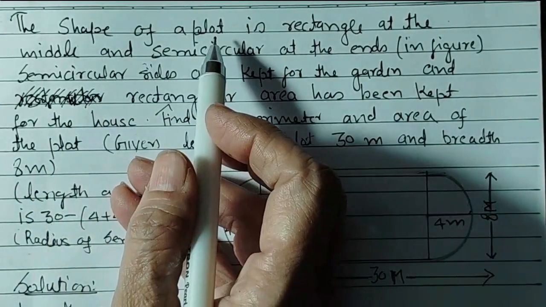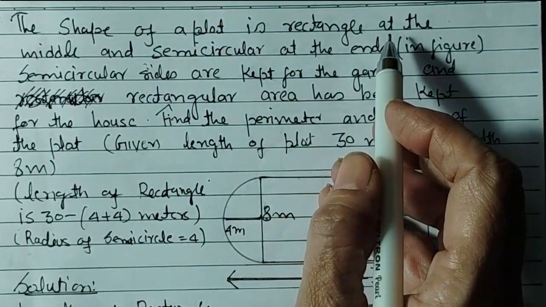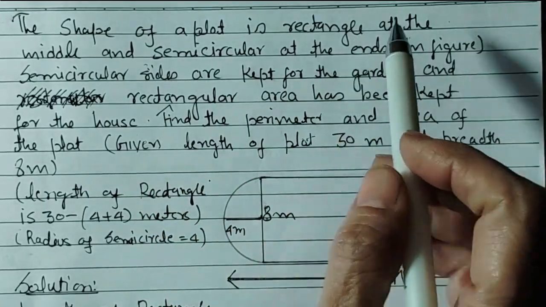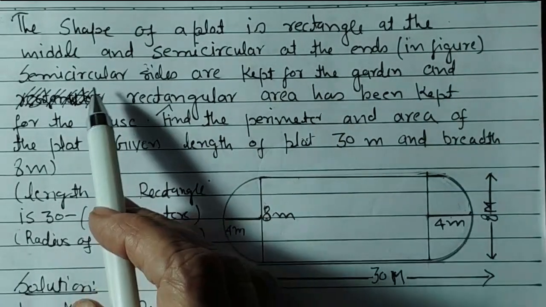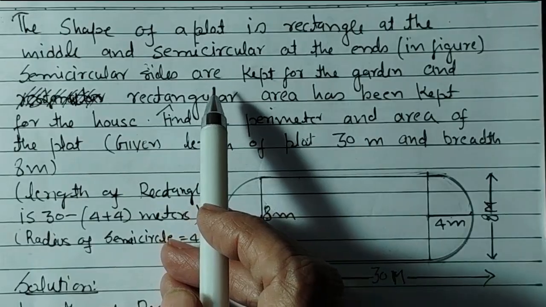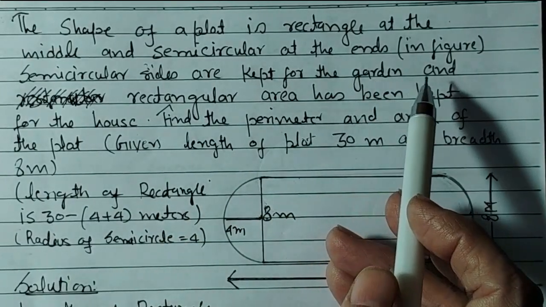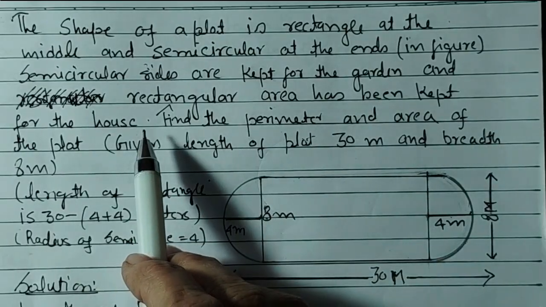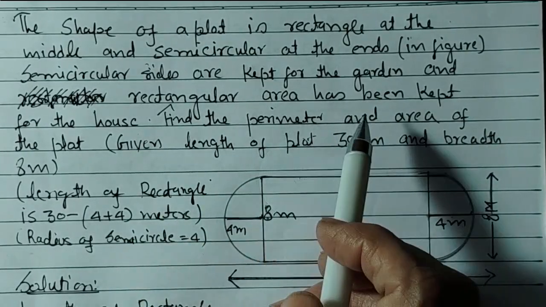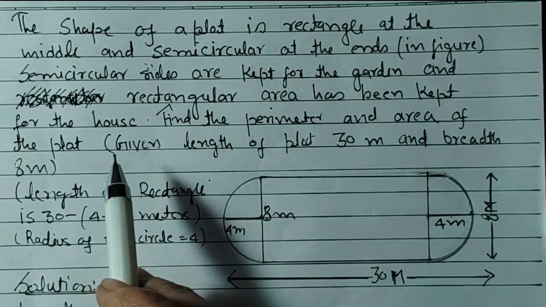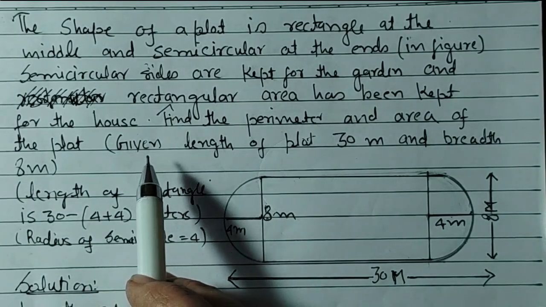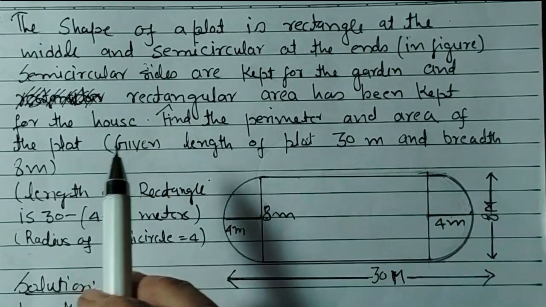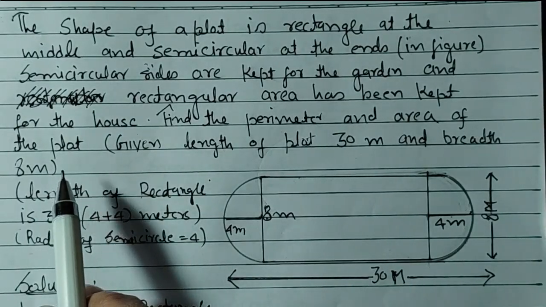The shape of a plot is rectangular at the middle and semicircular at the ends, as in the figure. Semicircular sides are kept for the garden and the rectangular area has been kept for the house. Find the perimeter and the area of the plot. Given is the length of the plot is 30 meters and the breadth is 8 meters.